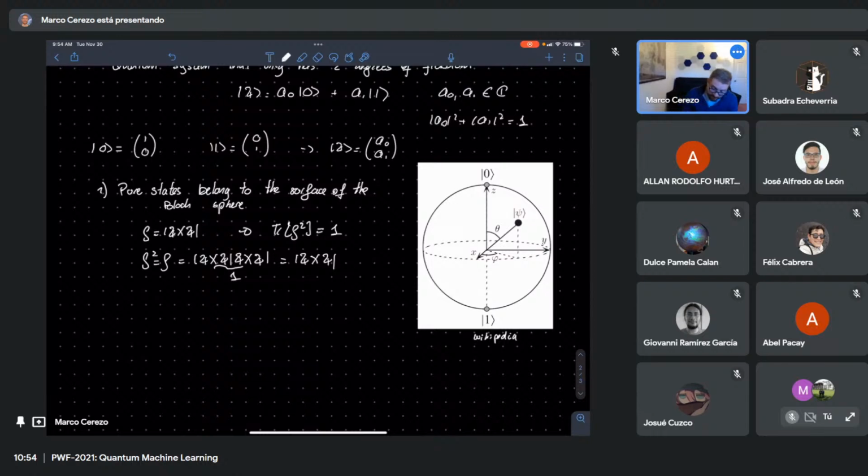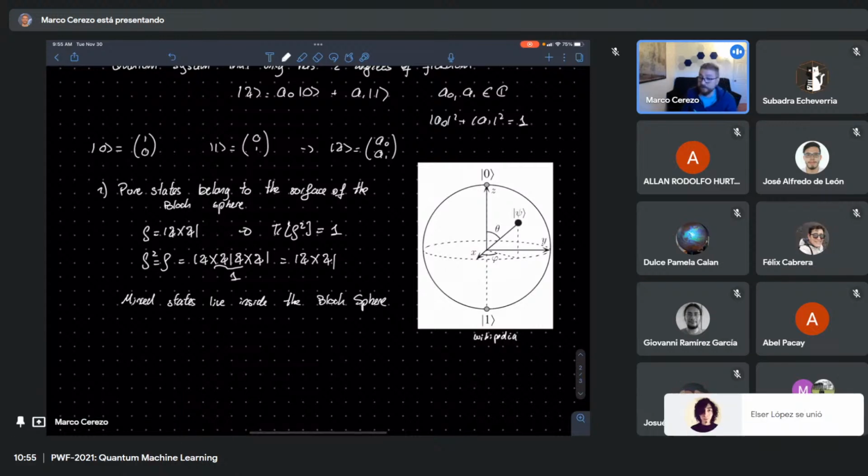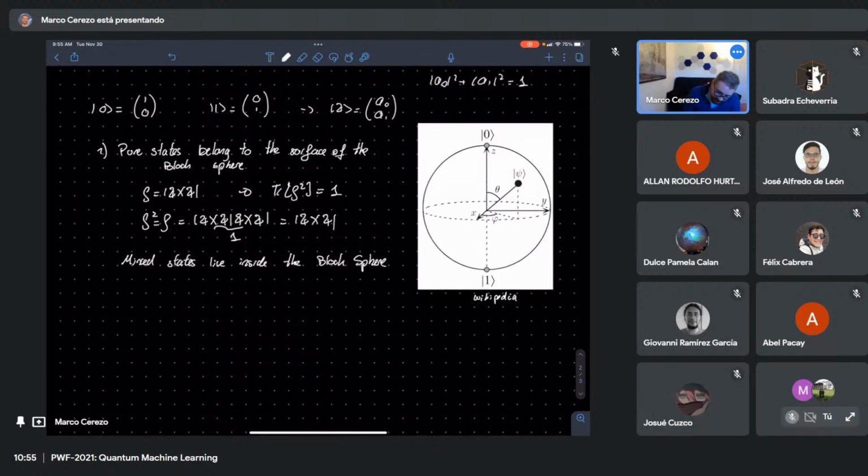So pure states live on the surface, while mixed states live inside the Bloch sphere. They are points somewhere inside this sphere. I'll get back to this in just a second. Let me first give you a little more context about pure states before we go into mixed states.